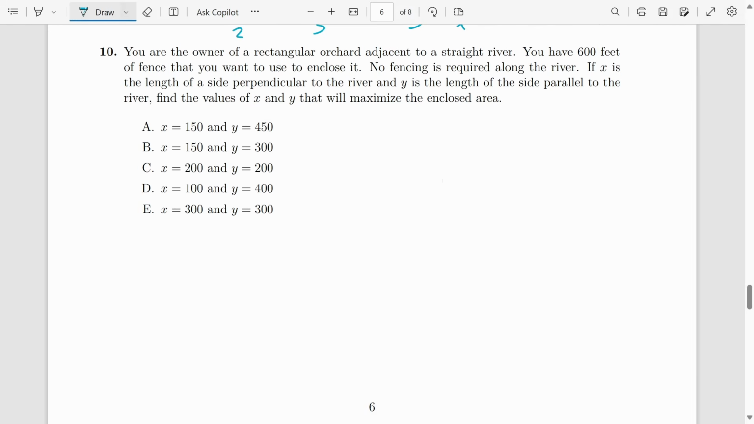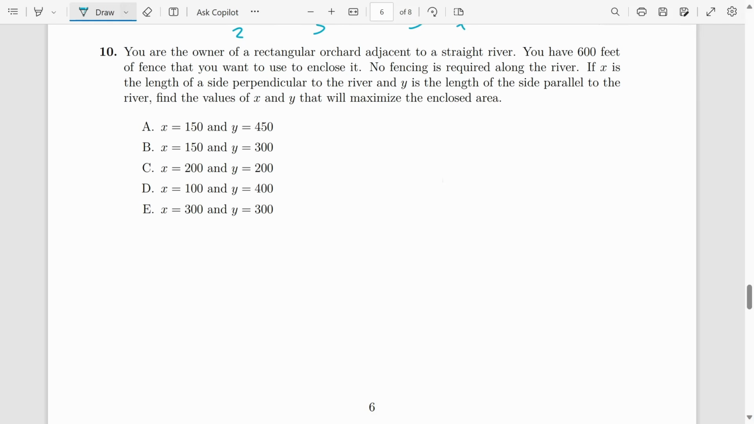Question 10. You are the owner of a rectangular orchard adjacent to a straight river. You have 600 feet of fence that you want to use to enclose this rectangle. No fencing is required along the river, and x is the length of a side perpendicular to the river, and y is the length of the side parallel to the river. And we want to find the values of x and y that will maximize the total area.